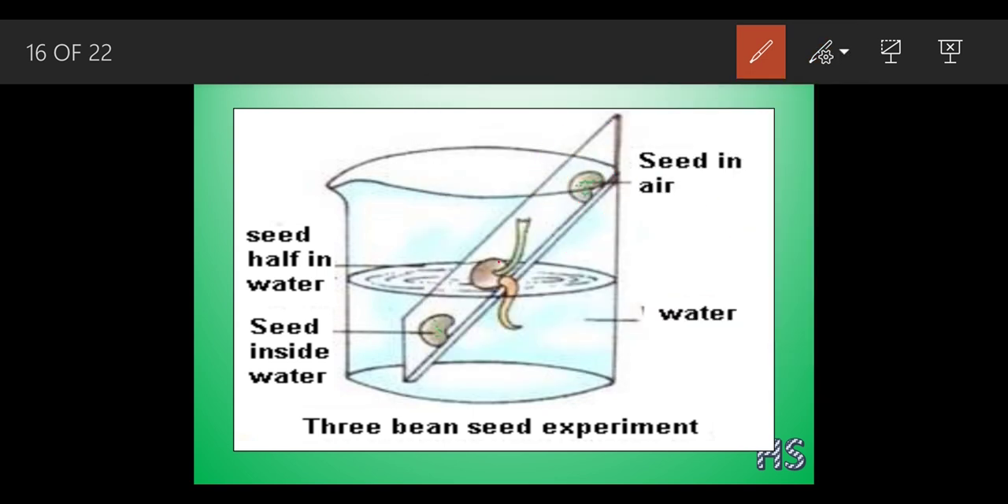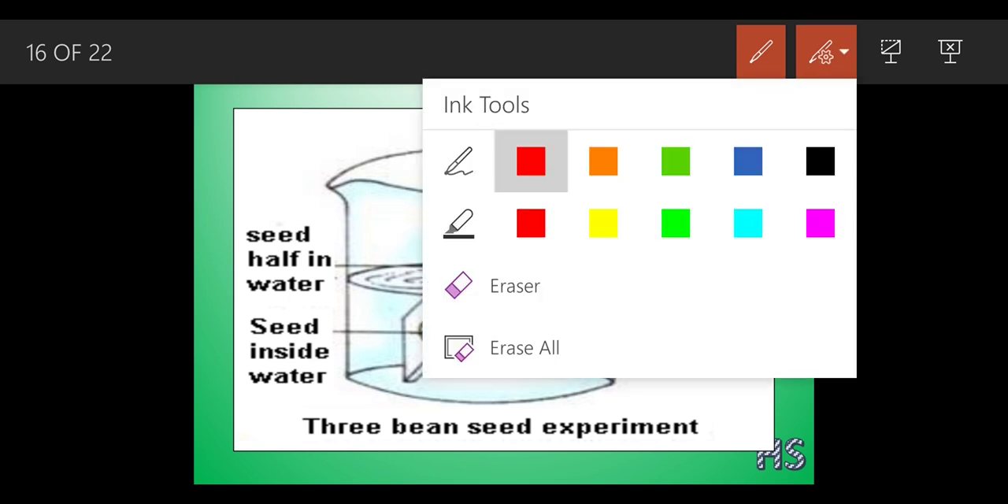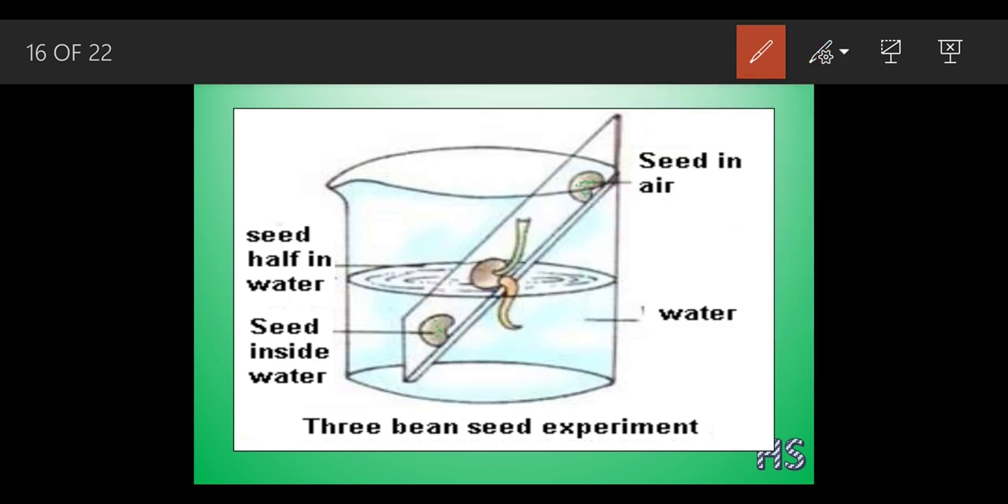This seed, as I already mentioned, these three seeds have got the suitable temperature, so you don't have to raise a doubt regarding that part. So the temperature is favorable. This half is inside the water and this half is above the water, in the air. So this seed was getting a proper amount of all three conditions, so that's why it starts to germinate. And this is a very famous experiment, the three-bean experiment.